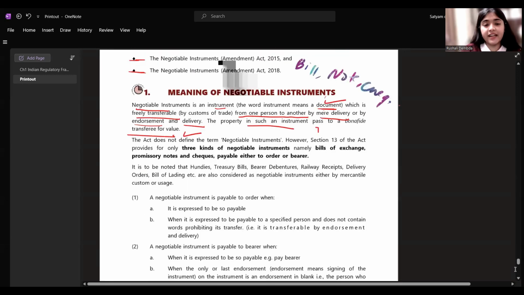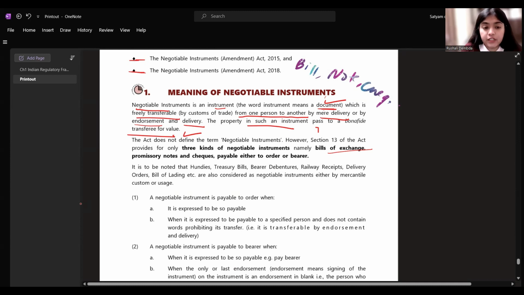Yes. So what they've said, the Act is not defining the term negotiable instruments. However, Section 13 of the Act provides only 3 kinds of negotiable instruments. As I told you earlier also, majorly there are 3 kinds of negotiable instruments. What are all these? Bill of exchange. Then we have your promissory notes. Then we have your checks over here, payable either to order or bearer.